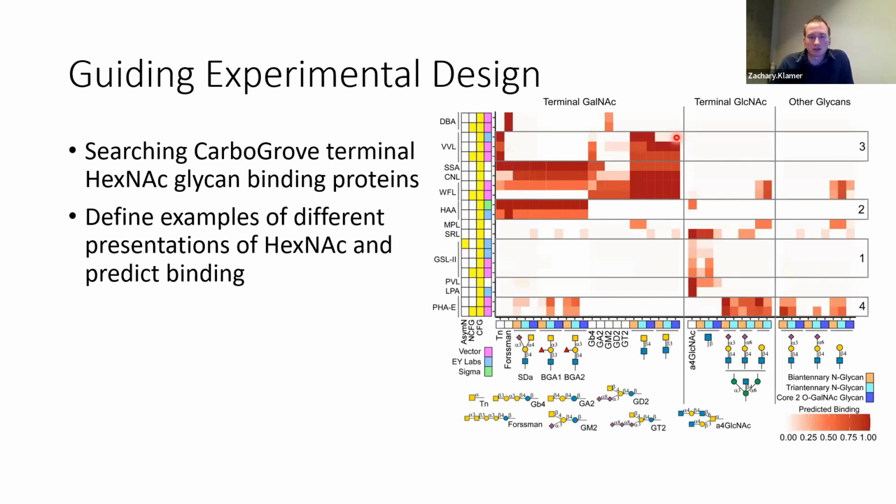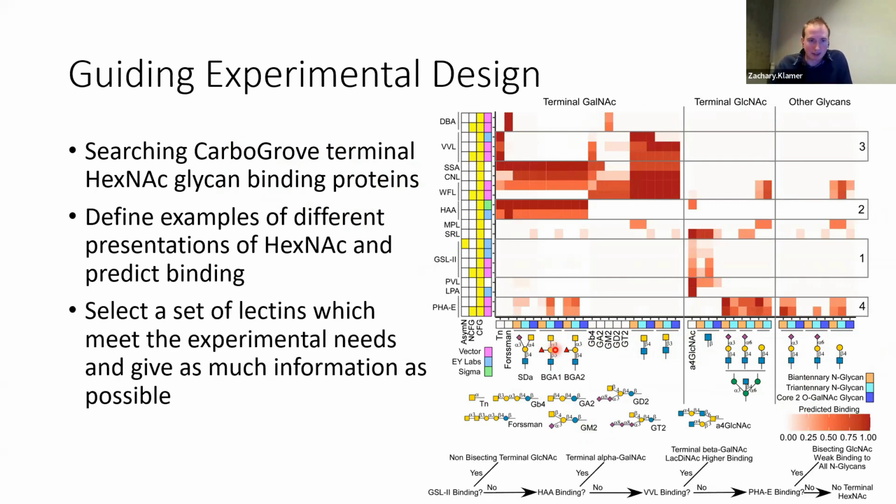We then defined a list of glycans which had particular variations on that epitope, like alpha GalNAc, beta GalNAc, alpha GlcNAc, etc. And then we uploaded each of these downloaded models into Motif Finder, made predictions of binding to each of these glycans, and built up this neat little heat map for us. From there, we simply had to select a set of lectins which met the experimental needs and gave us as much information as we could possibly get.